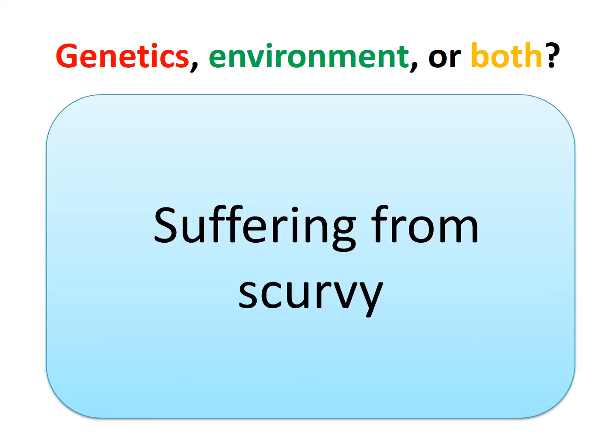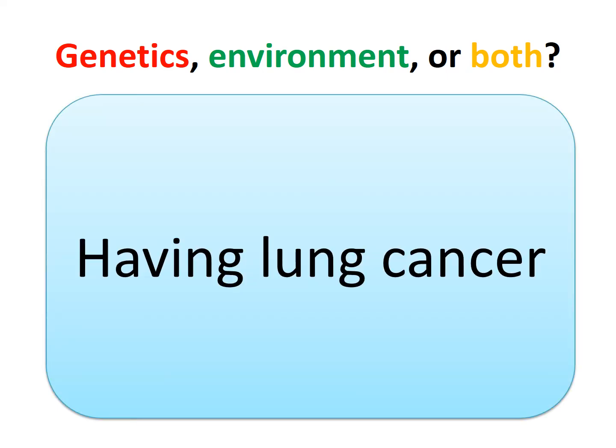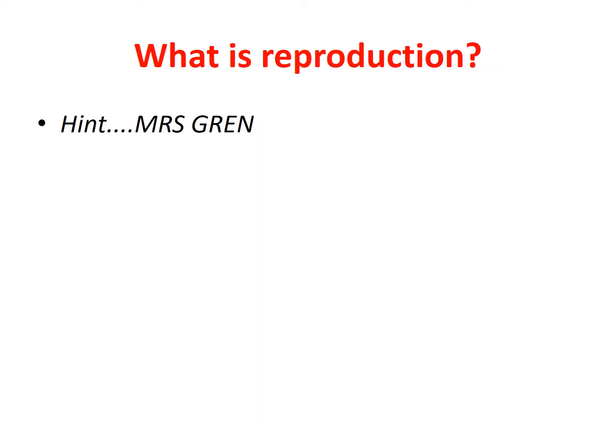Suffering from scurvy. Now, scurvy is caused by vitamin C deficiency and makes your teeth look all gross like pirates. I think that is a green. It's a very funny colour on my screen, but it is green. It's environmental. If you don't have enough vitamin C, you get scurvy. So eat some oranges and some strawberries. Having lung cancer. Interesting one, this. You can be genetically predisposed to having lung cancer, but you can also put yourself in a situation where you're smoking and you can trigger lung cancer. So that one is both.